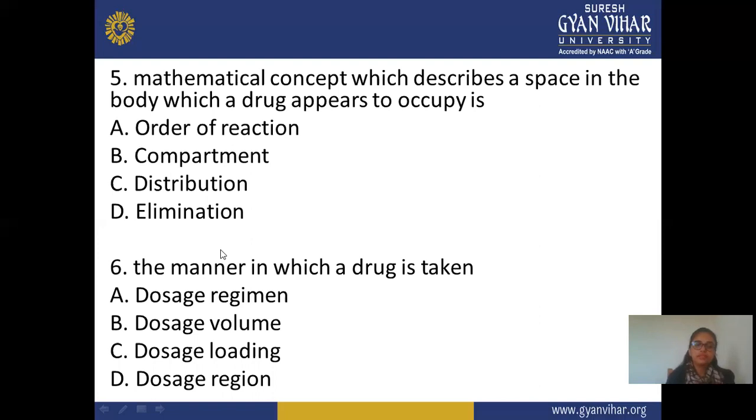Next, in the sixth question: the manner in which a drug is taken is: A is dosage regimen, B is dosage volume, C is dosage loading, and D is dosage region. It means what manner or what sequence is required for taking the drug, or the sequence that is followed when you take any type of drug. Out of the options A, B, C, D, you can select any one correct option regarding the dosage regimen of a formulation or a particular drug.